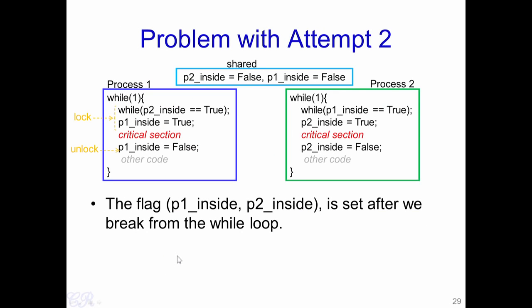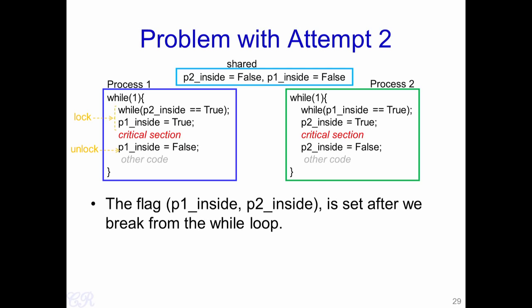So, the main problem with this second attempt to solve the critical section problem was that we had two flags, P1_inside and P2_inside. However, they were set after we break from the while loop. That is, only after this particular while loop completes execution and breaks from this, only then are we setting P1_inside to true and P2_inside to true. Essentially, what this means is that P1_inside and P2_inside are set to true only within the critical section, and this is what created the problem.